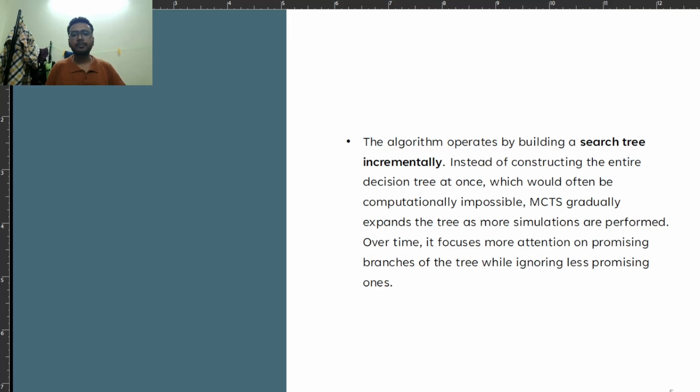This algorithm operates by building a search tree incrementally. Instead of constructing the entire tree at once, it gradually increases its number of levels. MCTS gradually expands the tree as more simulations are performed. Over time, it focuses more attention on promising branches of the tree while ignoring less promising ones.